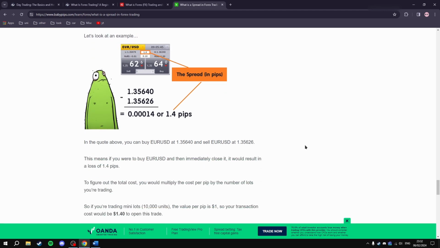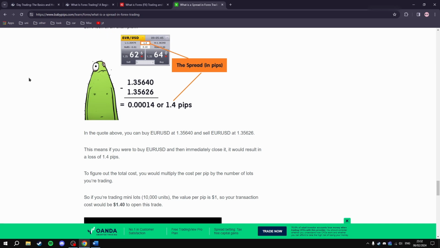In the quote above, you can buy EUR/USD at 1.35640, that's the one on the right, and sell EUR/USD at 1.35626, that's the one on the left. This means if you were to buy the EUR/USD and then immediately close it, it would result in a loss of 1.4 pips. Yes, because you buy it at 640 and you sell it at 626, so one minus the other equals 1.4 pips.